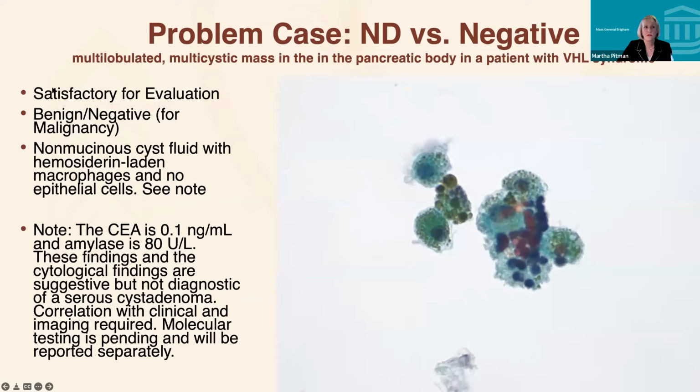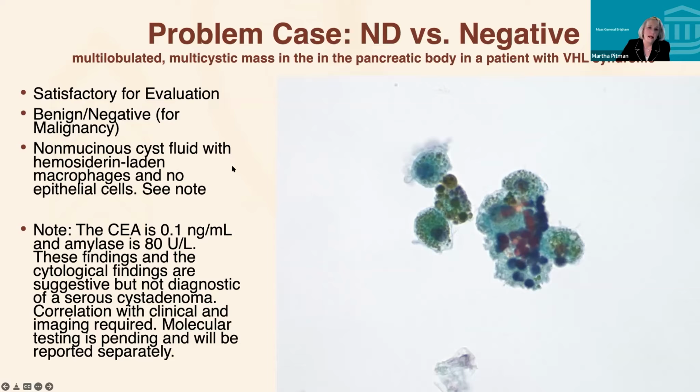Here's another example. Multilobulated multicystic mass in the pancreatic body in a patient with von Hippel-Lindau syndrome. More likely than not, that patient's going to have a serous cystadenoma based on these imaging characteristics and that history. But all I have on my slide are hemosiderin-laden macrophages and no intact epithelium. So there's a surrogate marker for serous cystadenoma, or these hemosiderin-laden macrophages.